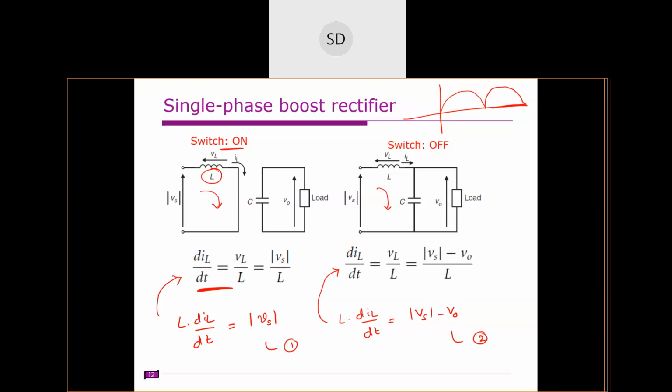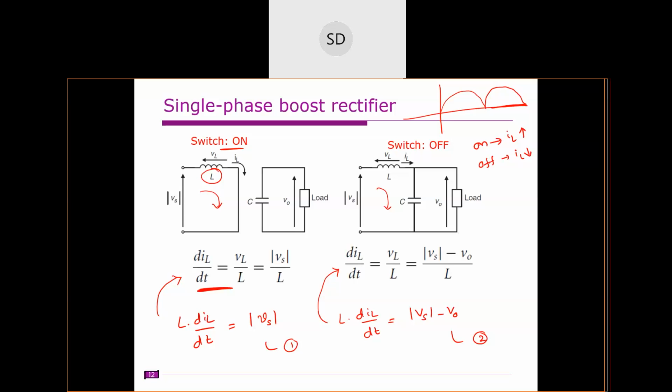In one of the lectures, when we discussed the hysteresis controller, or the current control techniques for PWM inverters, what is the criteria? The general criteria, if you want to control the current in an inductor, is that when the switch is on, the inductor current must increase. When the switch is off, the inductor current must decrease.